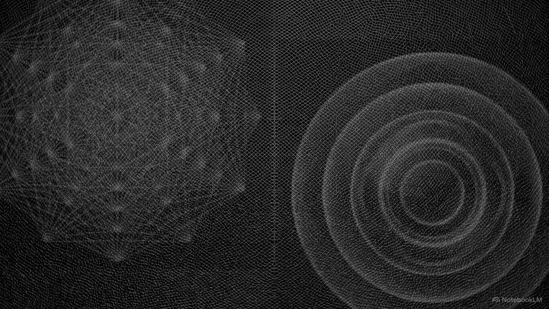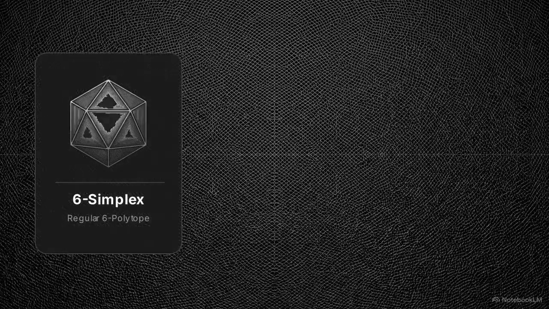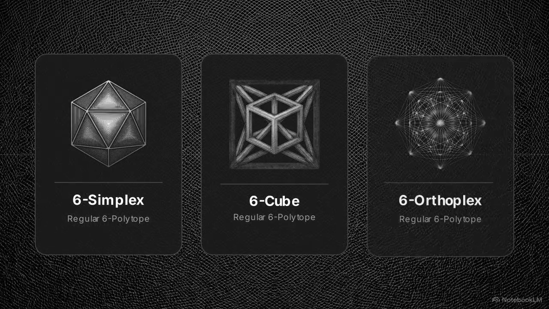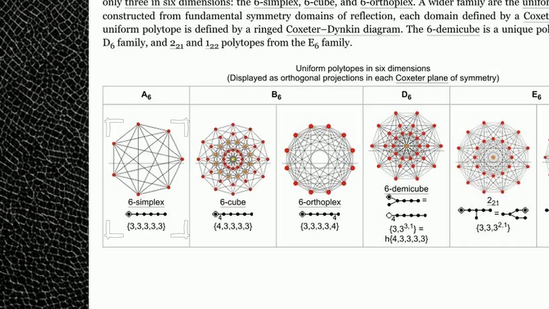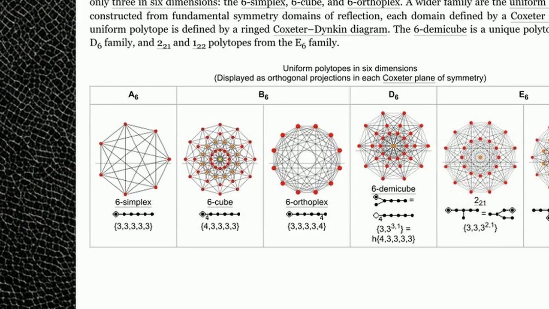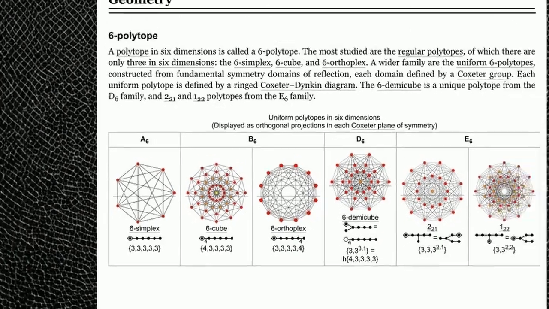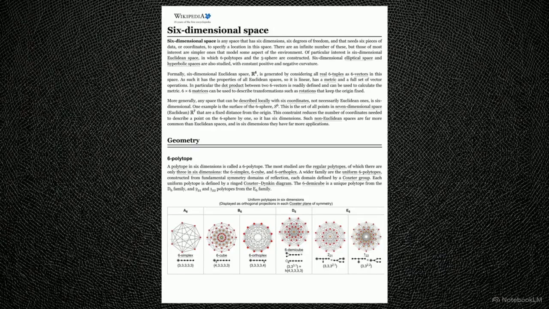You can construct infinite shapes here, but strict geometry dictates that only 3 perfectly regular shapes exist in 6 dimensions. This diagram shows the 6-simplex, the absolute simplest of these regular forms, requiring the minimum number of coordinates to construct. Moving down the table to the B6 family, we find the remaining 2 regular shapes, the 6-cube and the densely interconnected web of the 6-orthoplex. Those 3 regular structures serve as the foundation for a much wider family of complex, uniform 6-polytopes.